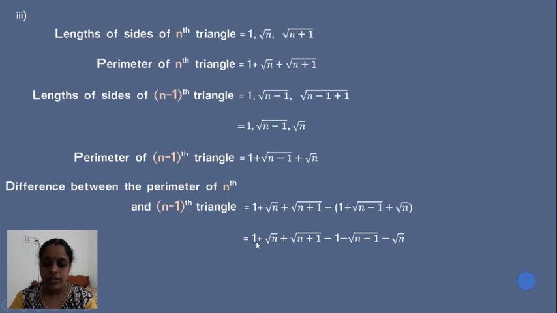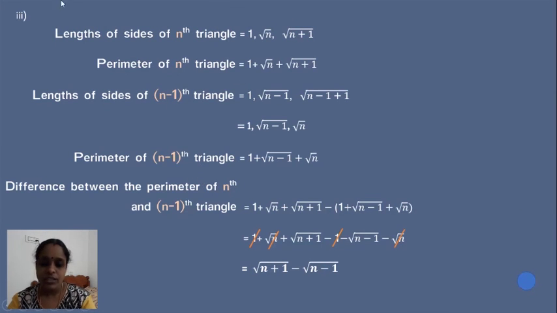So here plus 1 is here and minus 1 is here, so we can cancel plus 1 and minus 1. Again we can cancel root n and minus root n. So the final answer is root n plus 1 minus root n minus 1. So we get the answer.